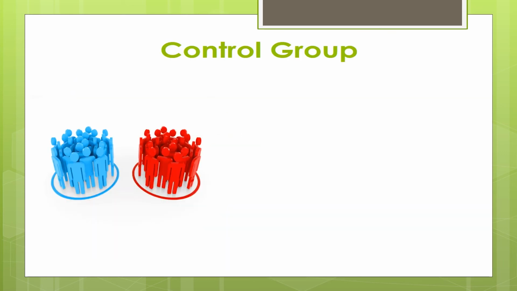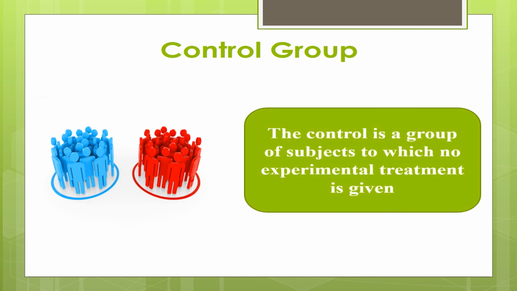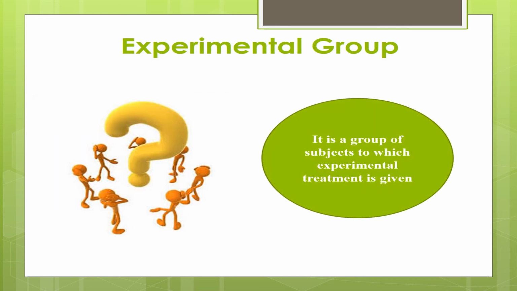The control group. The control group is a group of subjects to which no experimental treatment is given. Experimental group. It is a group of subjects to which experimental treatment is given.